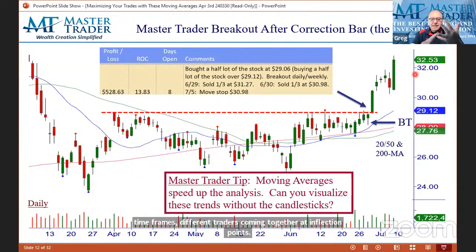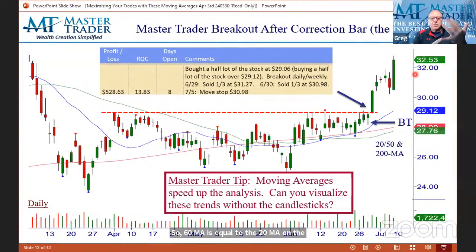Different time frames, different traders coming together at inflection points. So the 60 MA is equal to the 20 MA on the 15-minute chart. The 200 MA is equal to the 20 MA on the hourly chart. If I have those moving averages in alignment with each other, flat, or starting to point up or pointing down, those three time frames are aligned up, down, or sideways. That has now created a bias, based on that information, as to what I want to do and when I want to do it.